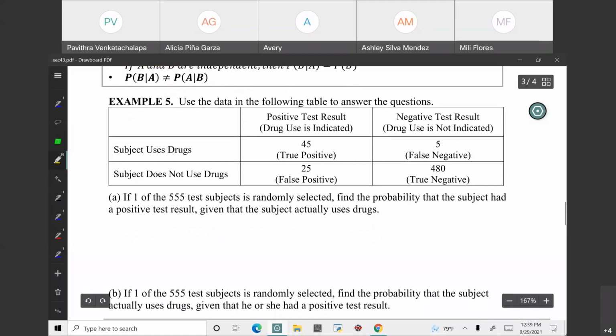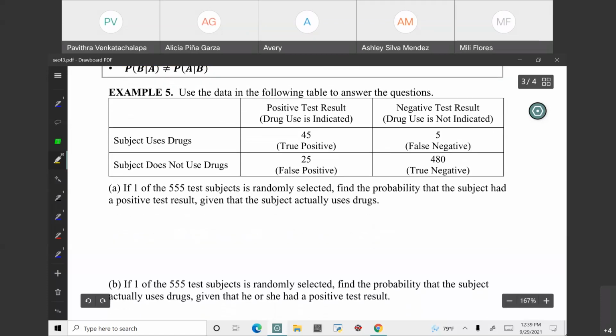Now, this is the data given here. If one of the 555 test subjects is randomly selected, find the probability that the subject had a positive test result given that the subject actually uses drugs. Now identify event A and event B.